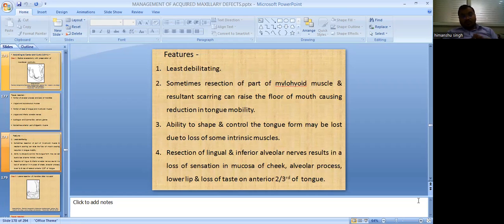Features include that it is least debilitating. Sometimes resection of part of the mylohyoid muscle and resultant scarring can raise the floor of the mouth, causing reduction in tongue mobility. The ability to shape and control the tongue form may be lost due to loss of some intrinsic muscles. Dissection of the lingual and inferior alveolar nerves results in a loss of sensation of the mucosa of the cheek, alveolar process, and lower lip, and loss of taste of the anterior two-thirds of the tongue.